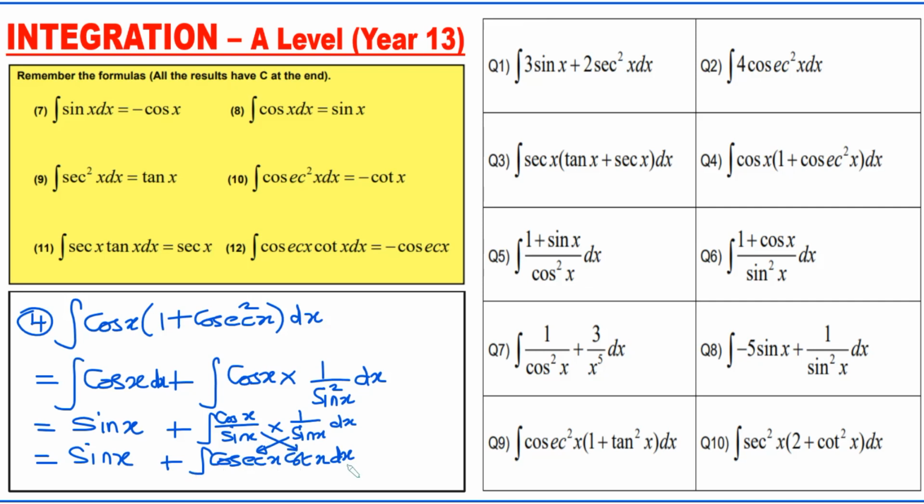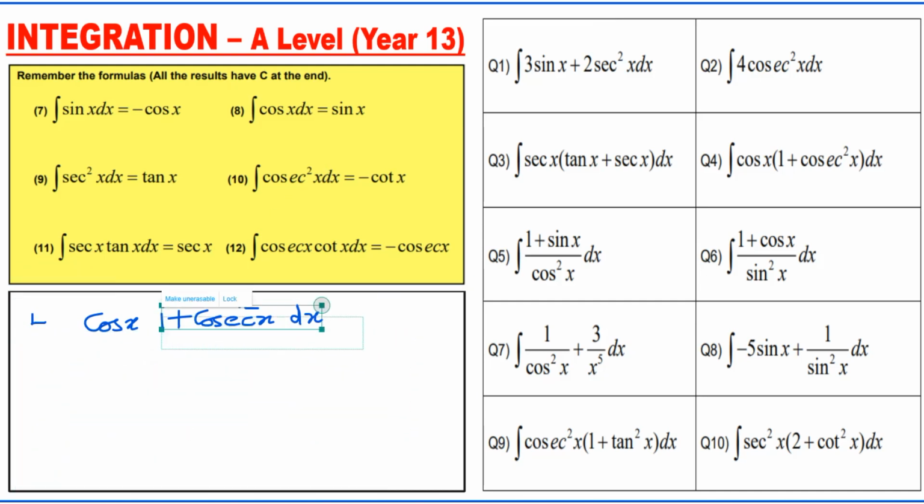So ready-made formula is available for cosec cot, which is minus cosec x. So the answer is sine x minus cosec x plus c. And that is the answer for the question number 4. And let's do the question number 5.